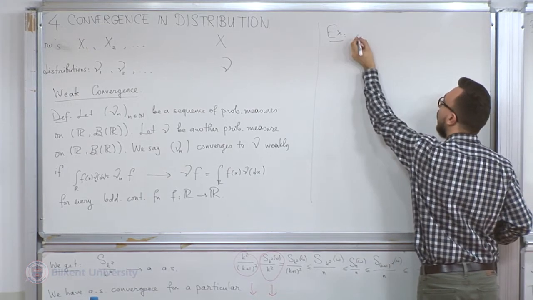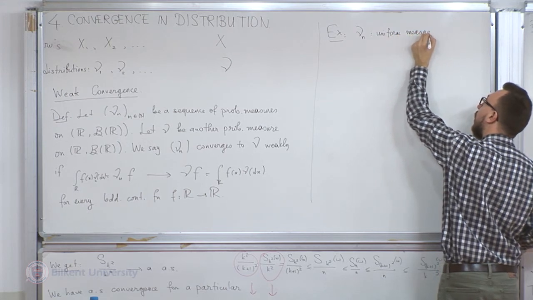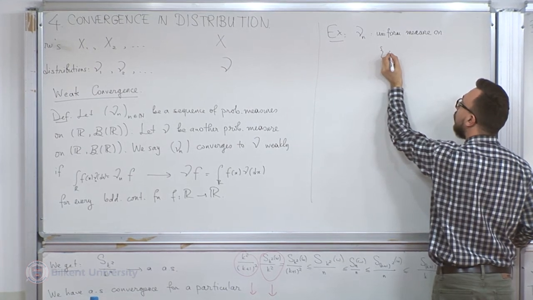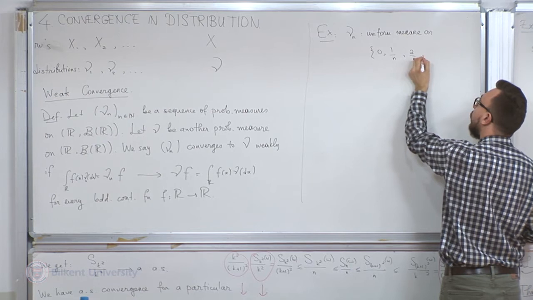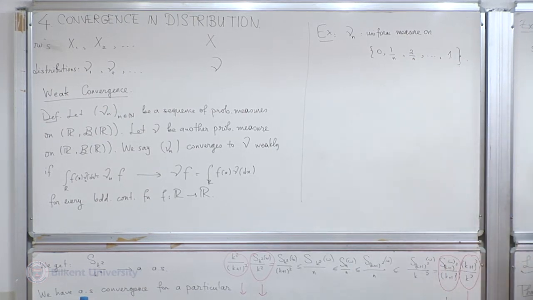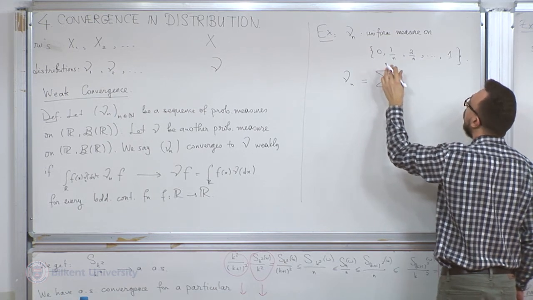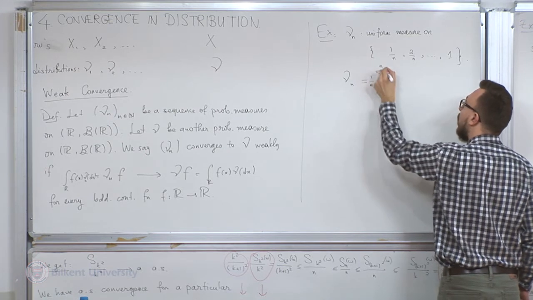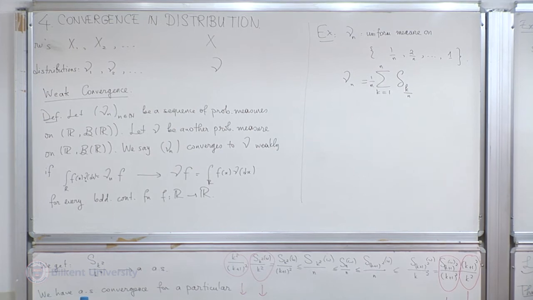We're going to look at the uniform measure on the set 0, 1 over n, 2 over n, to 1. In other words, nu n is nothing but a sum of Dirac measures. We should have just n points: 1, 2, 3, n over n. So we have n points. So nu n is 1 over n, the sum over k from 1 to n, of the Dirac measures at k over n. So 1 over n, 2 over n, 3 over n, etc. Just assign equal mass, 1 over n, equal probabilities to all those points.